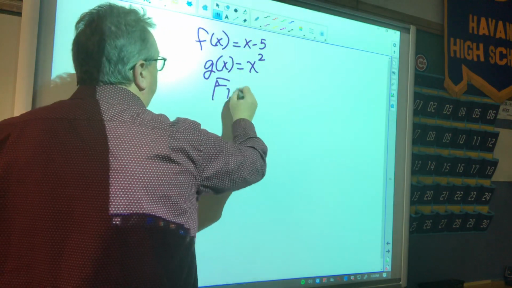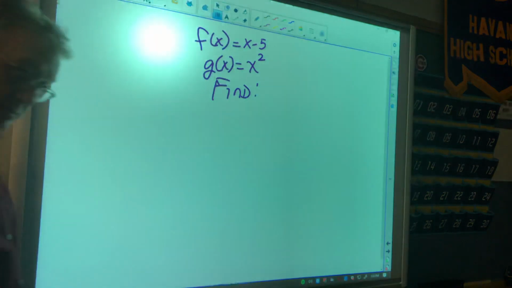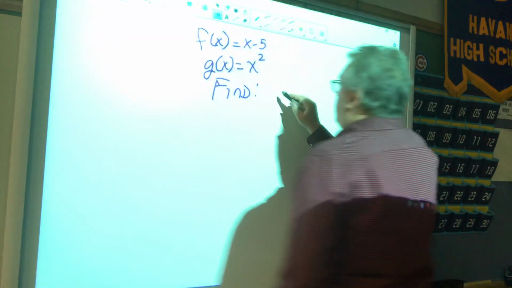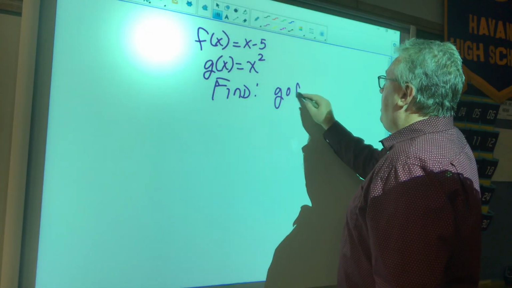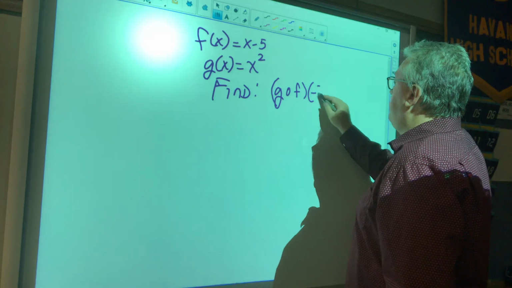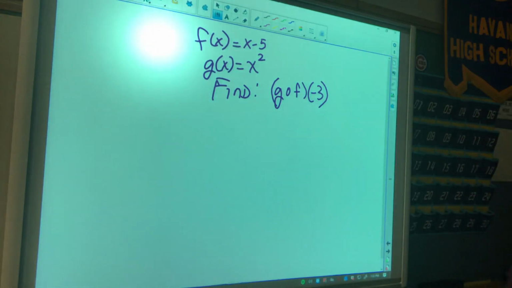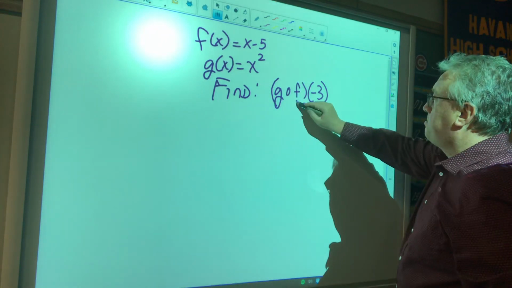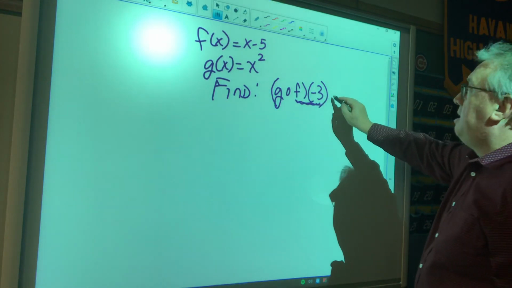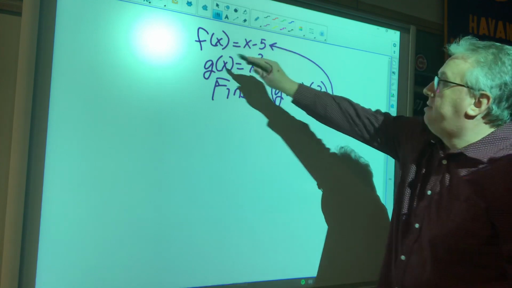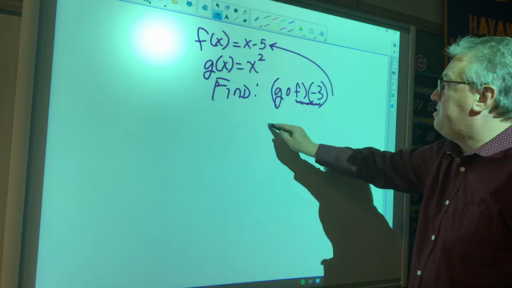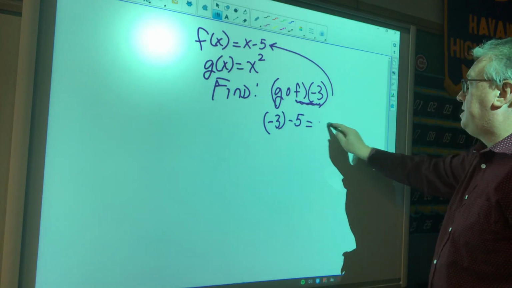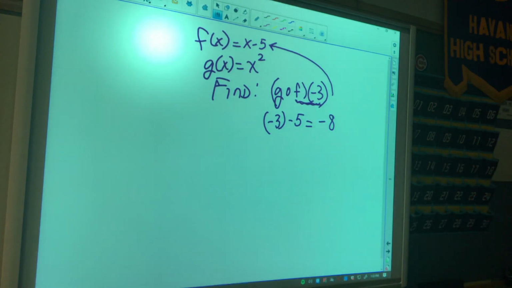And we want to find g of f of negative 3. The g of f of negative 3. So I'm looking right here, all I'm focused on is this little spot right here. f of negative 3. So I go back up here to f of x, and I have negative 3 minus 5, which is negative 8.